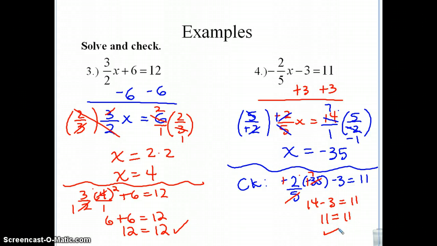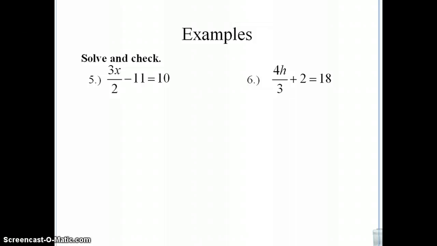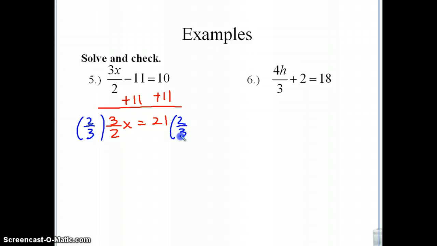Moving on to problem 5. When we look at problem 5, we add 11 to both sides. I end up with 3 halves x is equal to 21. I want to eliminate that fraction of 3 halves, so I multiply by 2/3 on both sides.